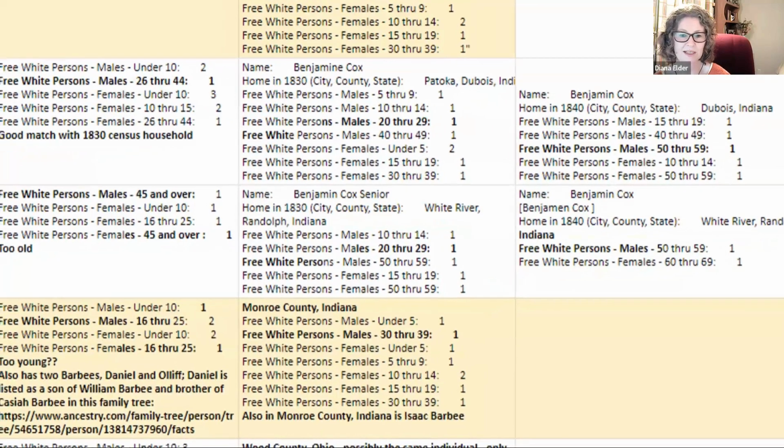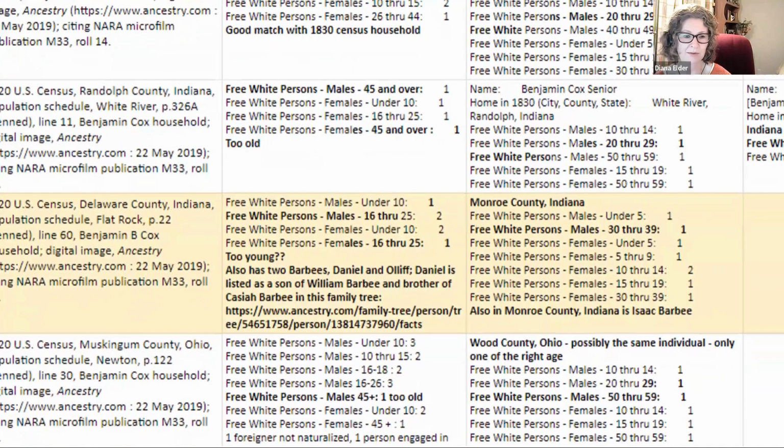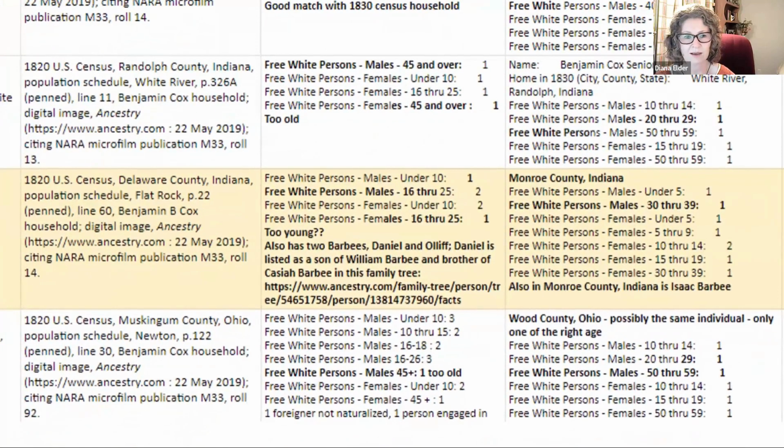And I kept doing this until I found that I had pretty much eliminated everybody based on some different things, except for the Benjamin Cox of this area of Indiana, Delaware County. And it turned out, looking at a map, that where he was living was right next to Monroe County. So it was right in the same area.